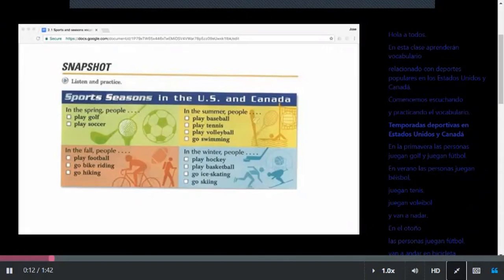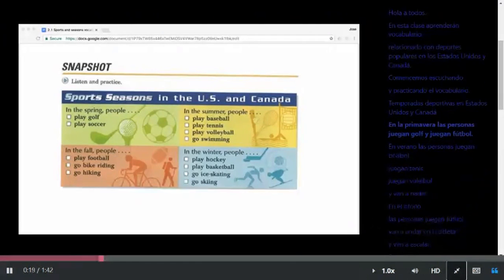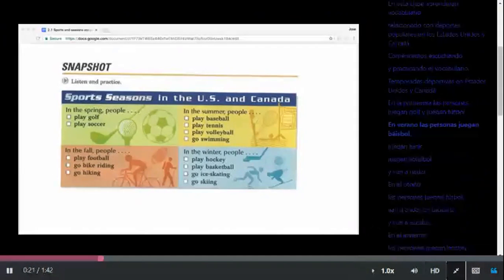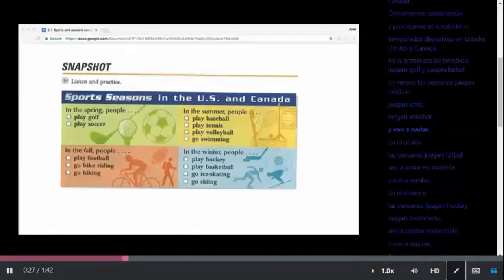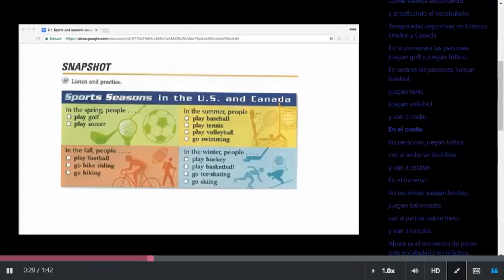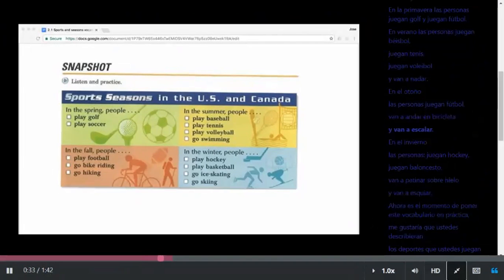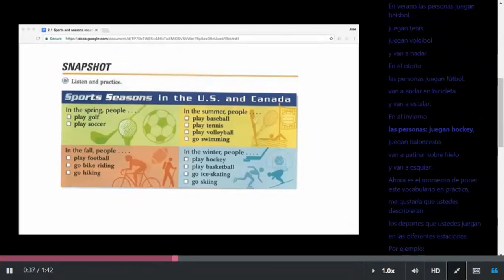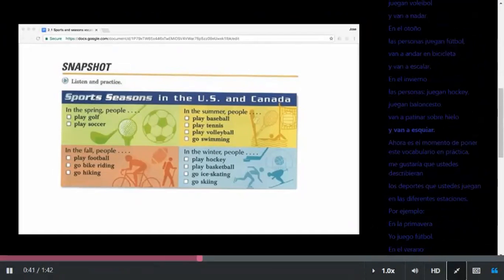Sports seasons in the US and Canada. In the spring, people play golf and play soccer. In the summer, people play baseball, play tennis, play volleyball, and go swimming. In the fall, people play football, go bike riding, and go hiking. In the winter, people play hockey, play basketball, go ice skating, and go skiing.